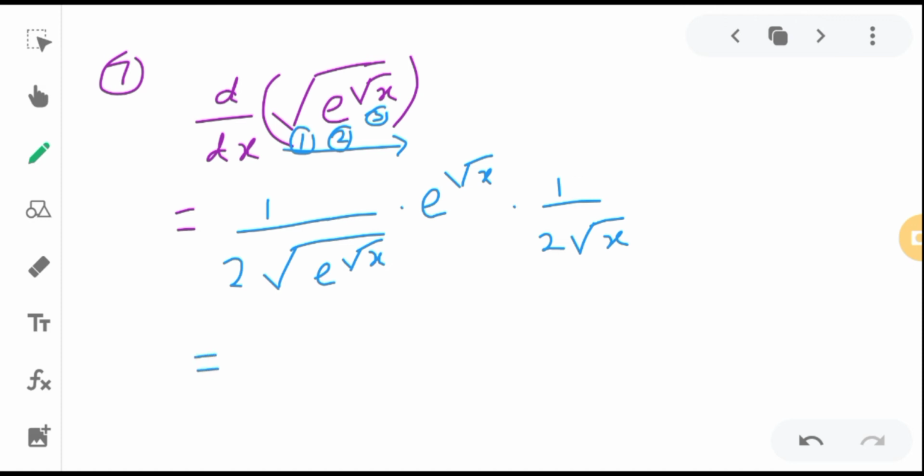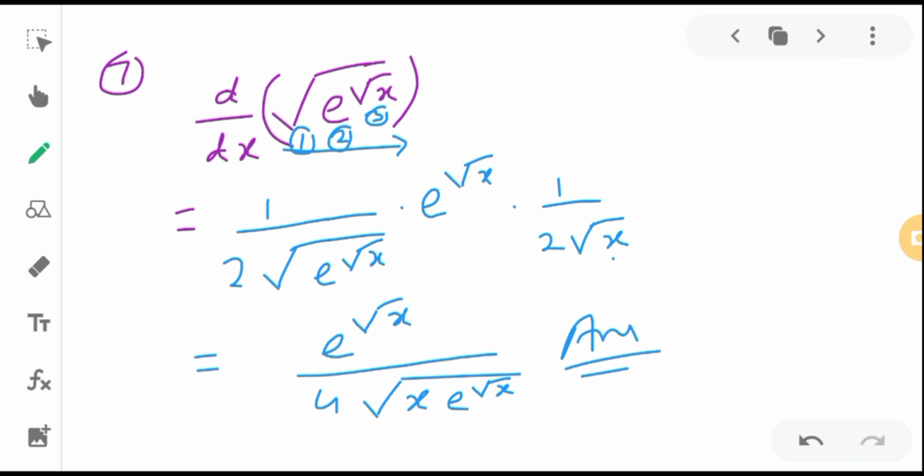Now I have to arrange the terms. So the numerator will be e to the power root x, and in the denominator 2 into 2, you can multiply, so 4, and a square root of x, and this is also a square root. So I can write together 4 root x e to the power root x. This will be our answer. I hope you understood this solution. In this we used the formula of the derivative of square root of x, the derivative of e to the power x, and the chain rule. Three things we have used in this.